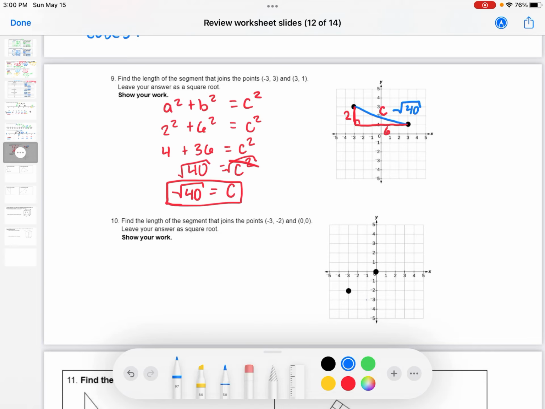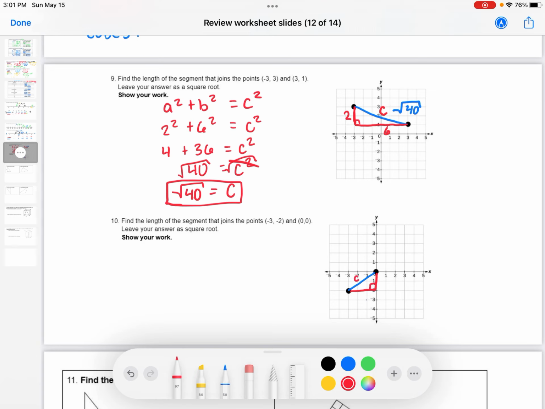So let's go ahead and do the other one. Same thing. Number 10 wants us to find the distance of the segment connecting the two. So we're going to draw the line. That was a really bad line. I'm going to try again. Oopsies. There we go. Now I need to make a right triangle because we're going to use Pythagorean's theorem to find that. So I have my right angle here.